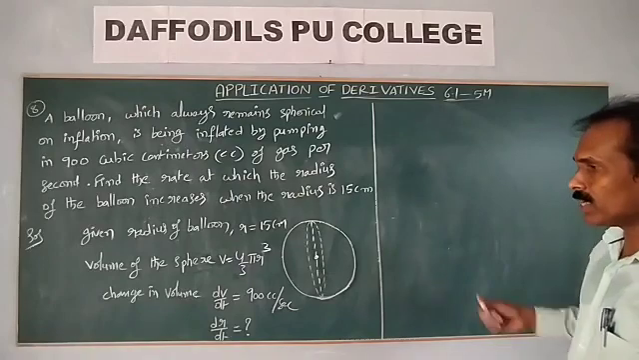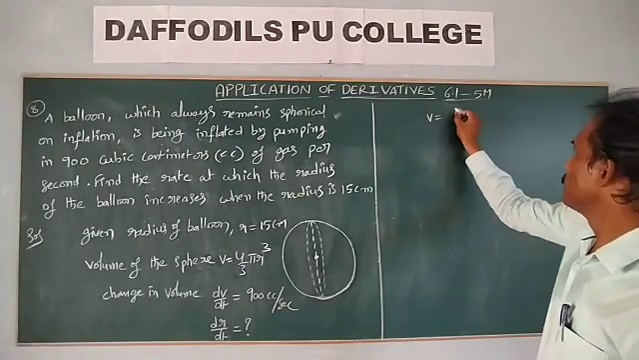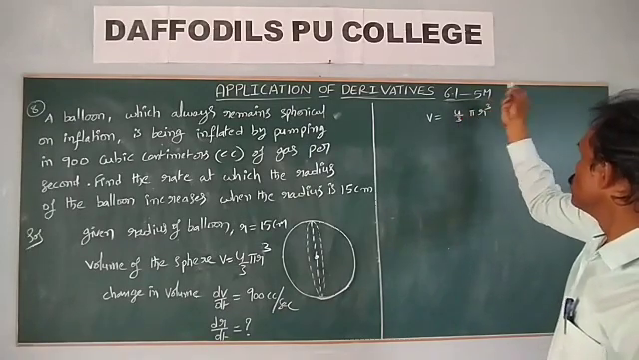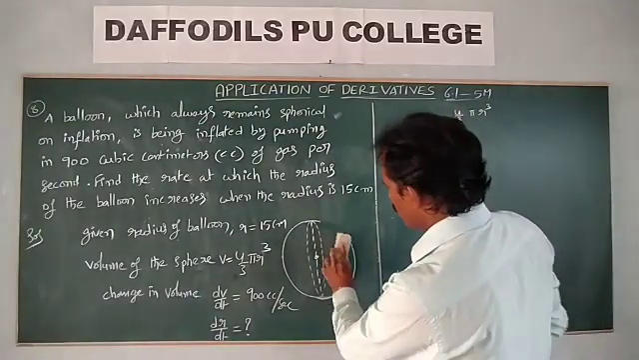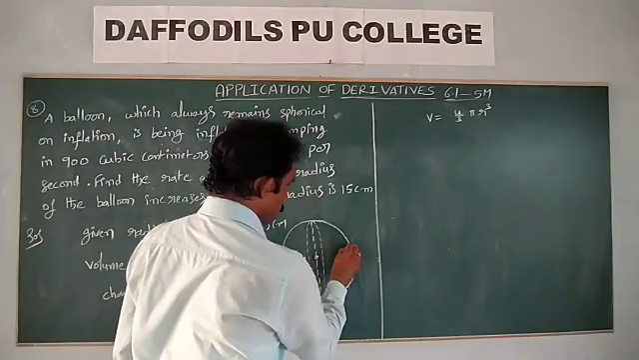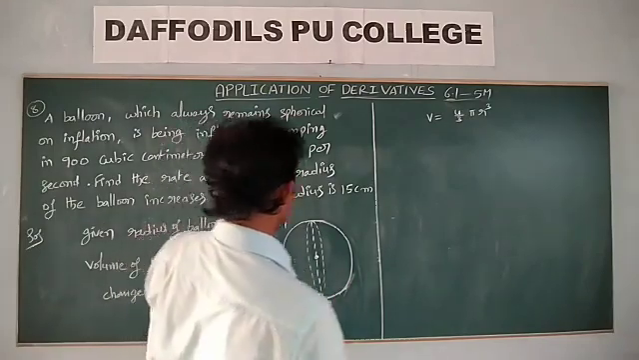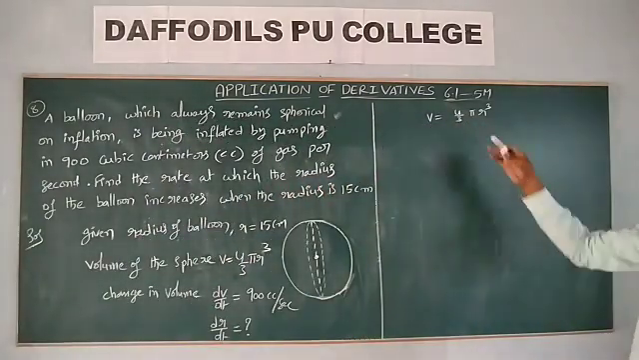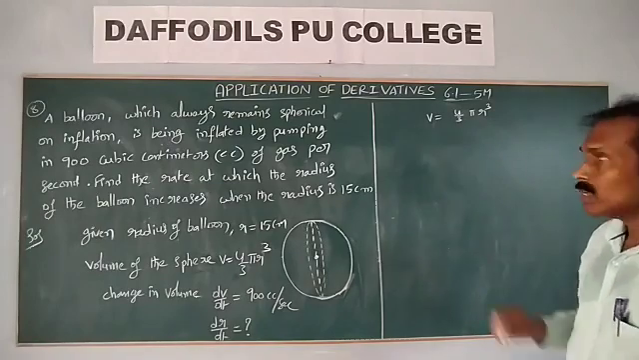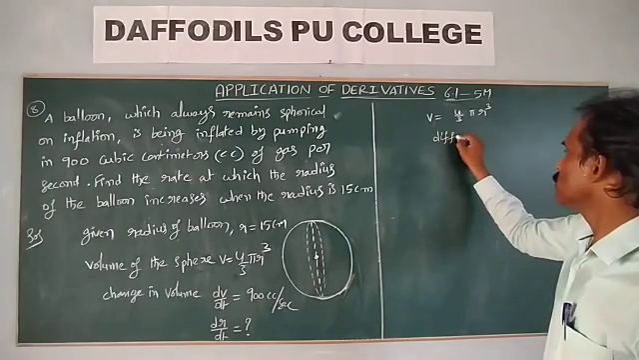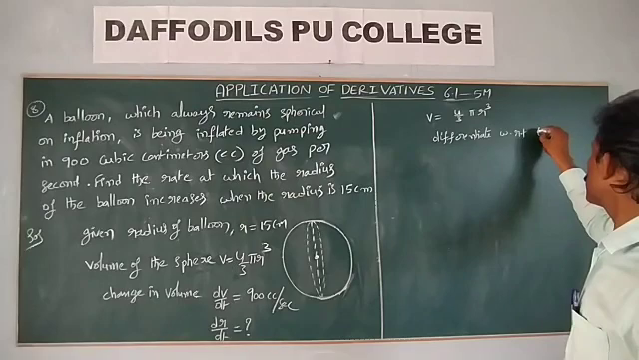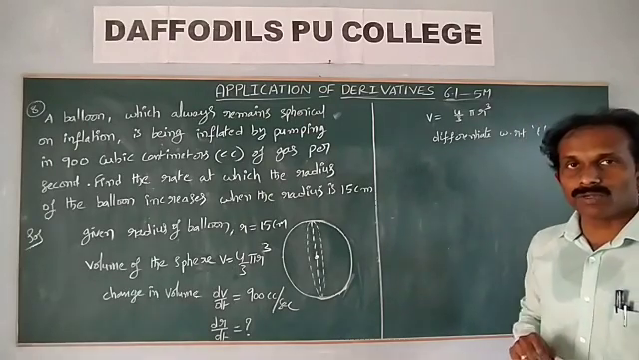Volume of the sphere, V is equal to 4 by 3 pi r cube. Remember all these mensuration formulas. Very important. V is equal to the volume of the sphere, 4 by 3 pi r cube. Differentiate with respect to time.